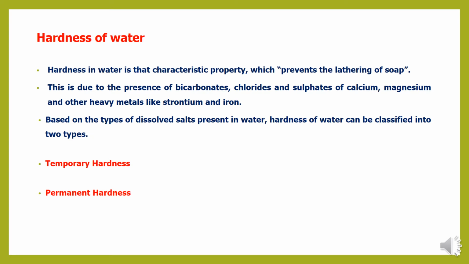Though there are many practical methods by which hardness of water can be detected, of course, reliable chemical methods are also available. Now, hardness is basically due to the presence of bicarbonates, chlorides and sulfates of calcium, magnesium and other heavy metals like strontium and iron. Based on the types of all these dissolved salts present in water, we can further classify the hardness of water into two important headings, and we call them temporary hardness and permanent hardness.